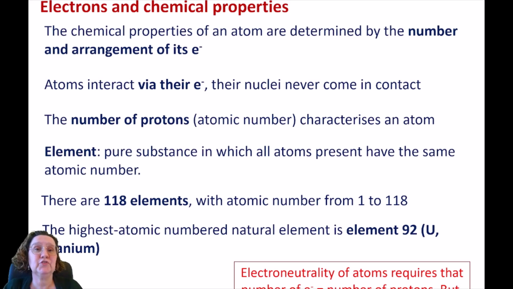The chemical properties of an atom, how it behaves, how it makes compounds, and which elements it makes compounds with, are determined by the number of electrons it has and how they are arranged. Atoms interact via their electrons. Their nuclei never come into contact. So every time we talk about chemical reactivity, we are talking about electrons.